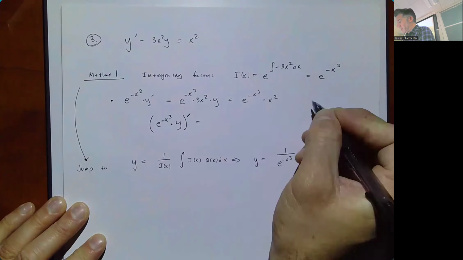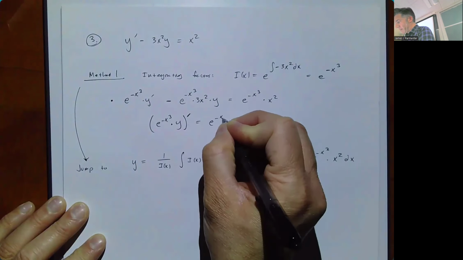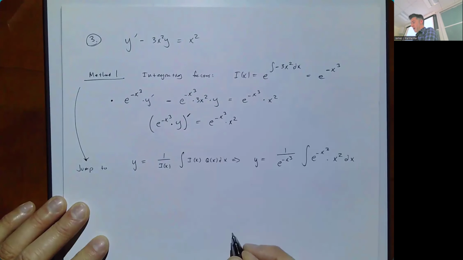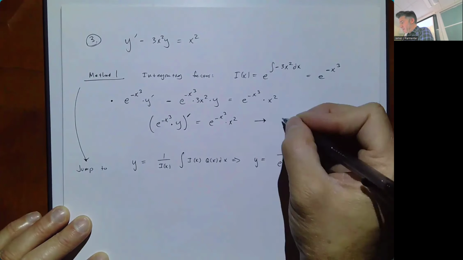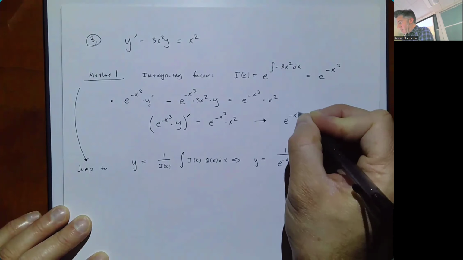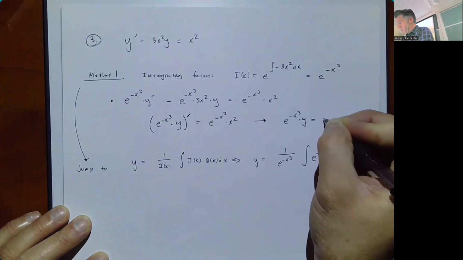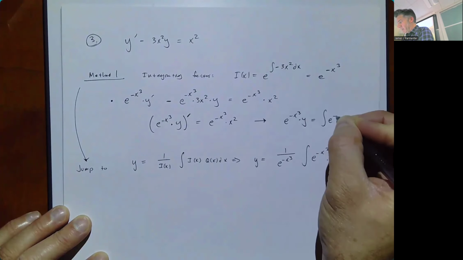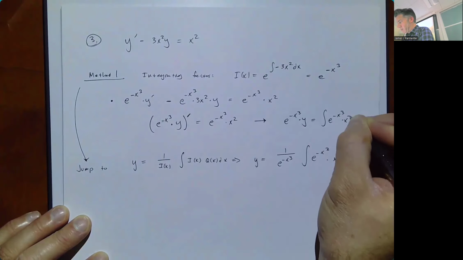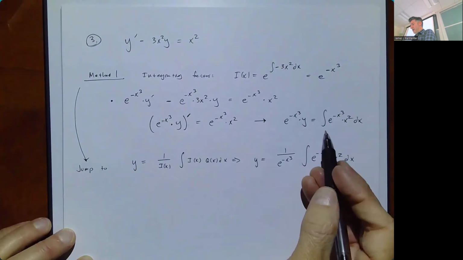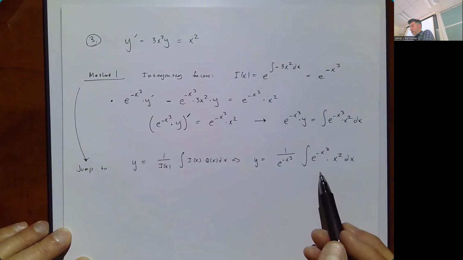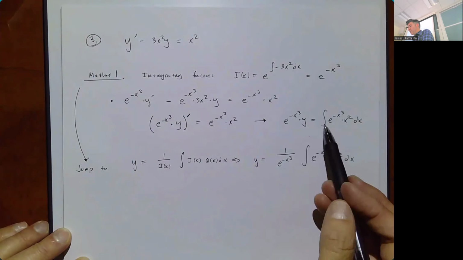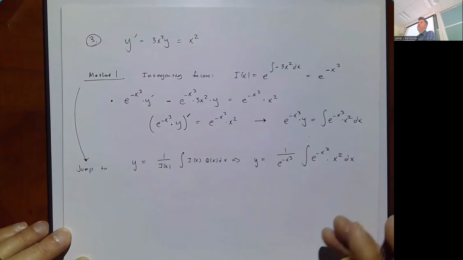So then we still have the same thing on the right-hand side, e to the negative x cubed times x squared. And then differentiate both sides to get e to the negative x cubed times y equal to the antiderivative of e to the negative x cubed times x squared. And that's how we get to this step right here. Dividing both sides by e to the negative x cubed gets you exactly y equal to 1 over e to the negative x cubed times all left.